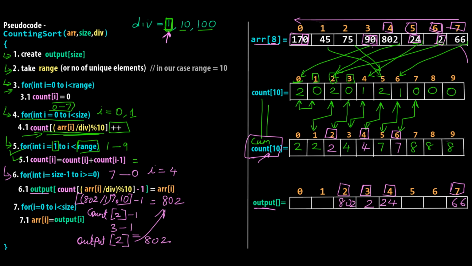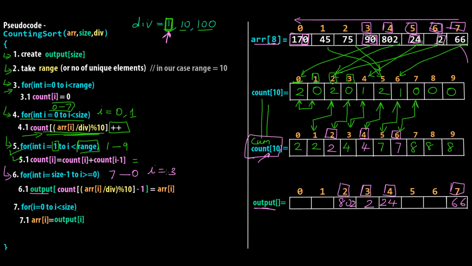Okay. So now I value becomes 3. Let's calculate it for 3. What is the value of ARR of I? That is ARR of 3. It is 90. So I'm gonna write 90 over here. For the left hand side we have 90 divided by 1 mod 10. This whole thing obviously is gonna give us 0. So count of 0, which is 2. So 2. Then we have minus 1. So it becomes 1. So I'll write 1 over here. And that is the position in the output array where we have to store 90. So I'll store 90 over here.